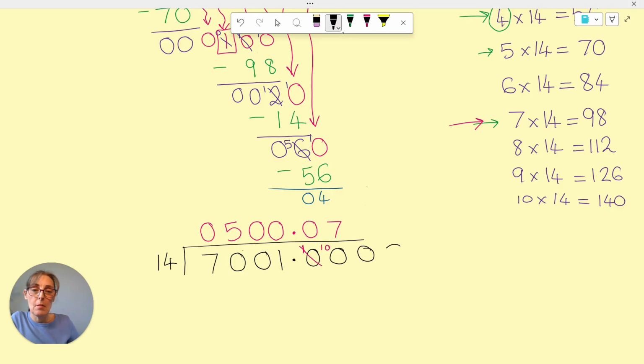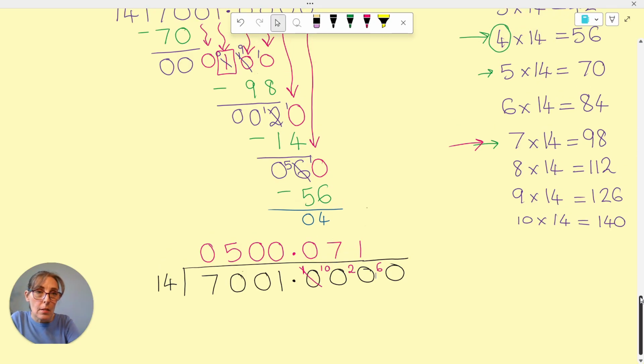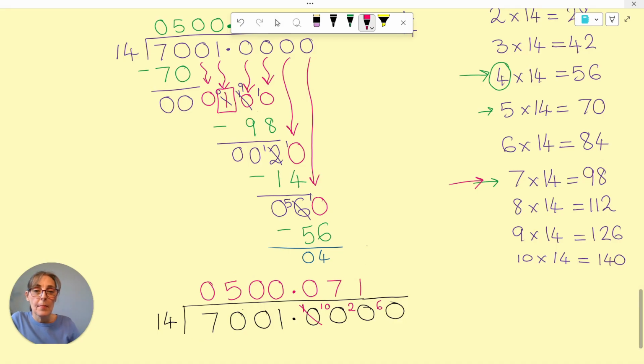So let's just put a couple of zeros here as well. Now we said how many 14s fit into 10? We said 7. 7 lots of 14 is 98, but the difference between 98 and 100 is 2. How many 14s fit into 21? Remainder 6. How many 14s fit into 60? Let's just have a look. 4. 4 lots fit into 60. Going to continue it. Let's do another few.